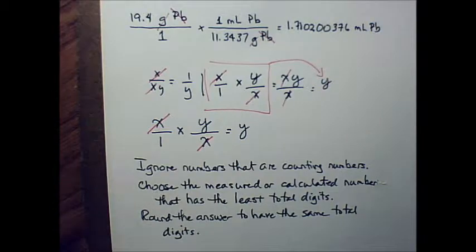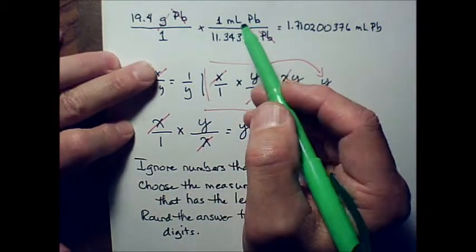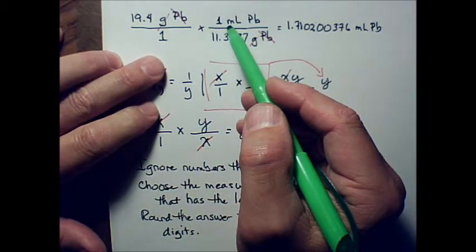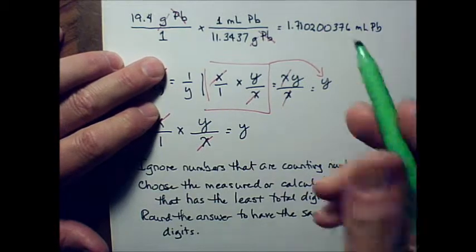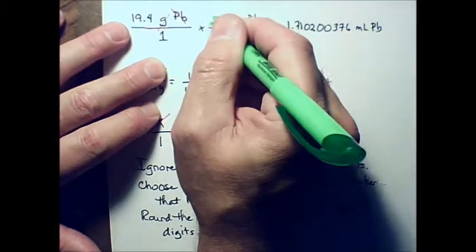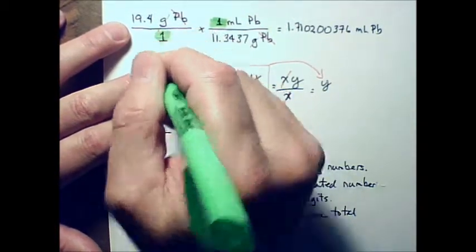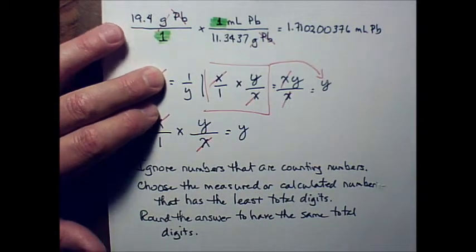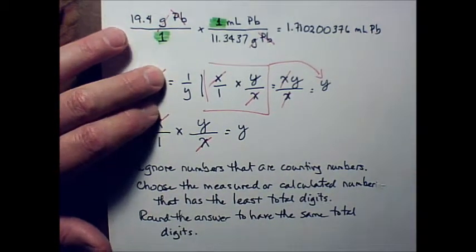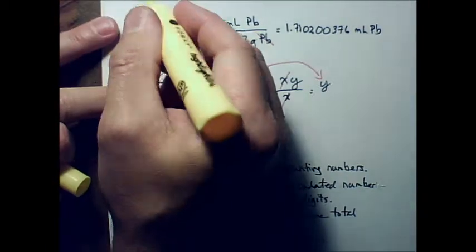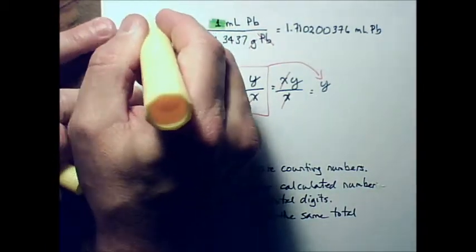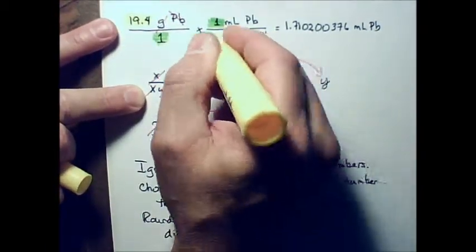Okay. All right, so let's look up here. Which numbers do we ignore for the purpose of rounding? The ones, because those are counting numbers. We're going to ignore those. I'm not going to get rid of them, I'm just going to ignore them. Okay, so which numbers do we need to pay attention to then? 19.4 and 11. So we're going to need to pay attention to these two numbers. They're measured or calculated numbers.